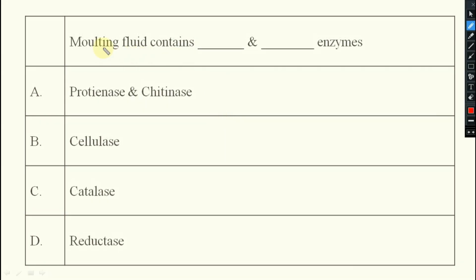Next, molting fluid contains dense and dense enzymes. Very, very important. The answer is option A, proteinase and chitinase. Very, very important. But in the process of apolysis, they are inactive. In the process of ecdysis, they will be active.